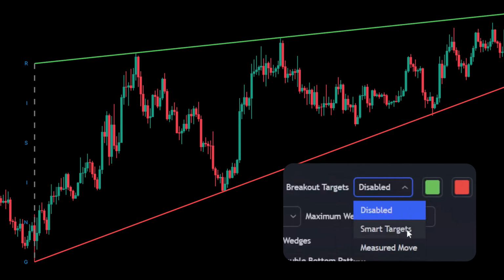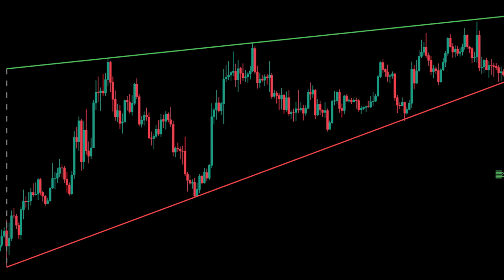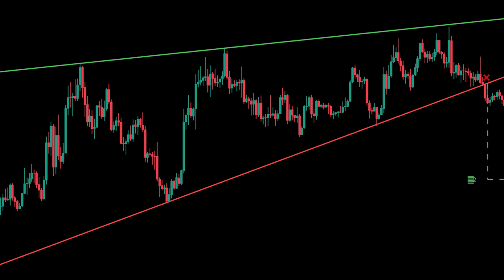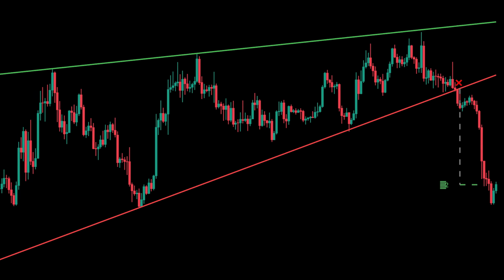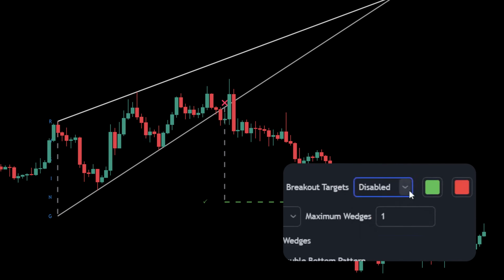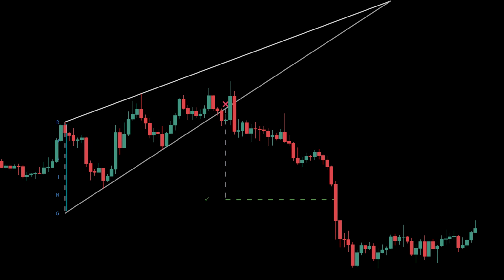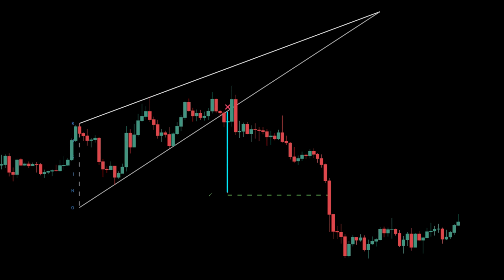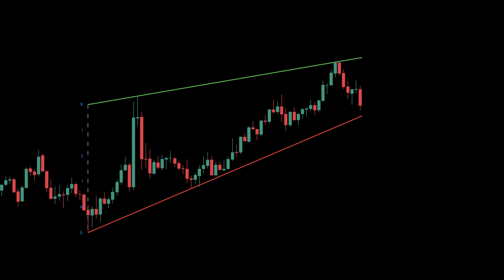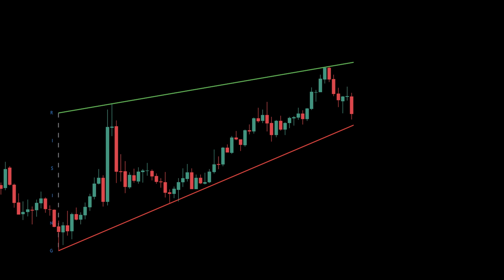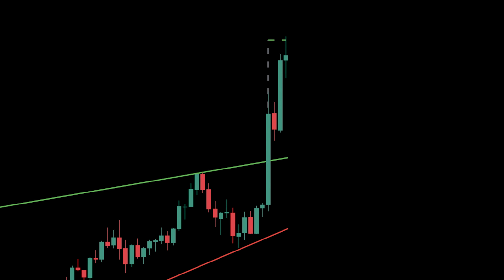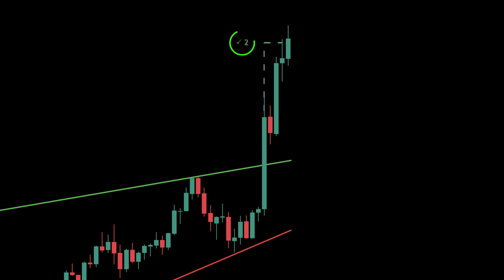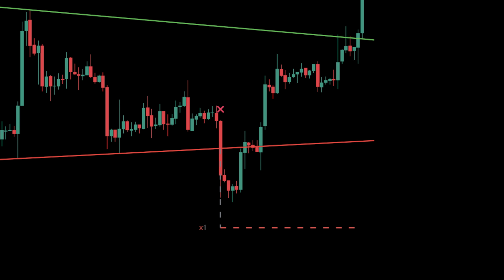Smart Targets is a dynamic algorithm that will set the most likely breakout target by analyzing volume, volatility, and a handful of other metrics. The second option, Measured Move, will automatically display the standard measured move of the breakout target for the current pattern. These breakout targets will not occur until the breakout has been confirmed. Once the breakout target has been hit, a check mark will appear and the breakout target line will stop printing. If the breakout target has failed, the algorithm will recognize this and produce an X next to the breakout target.